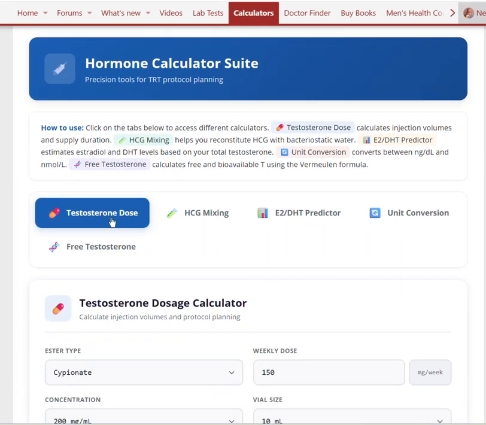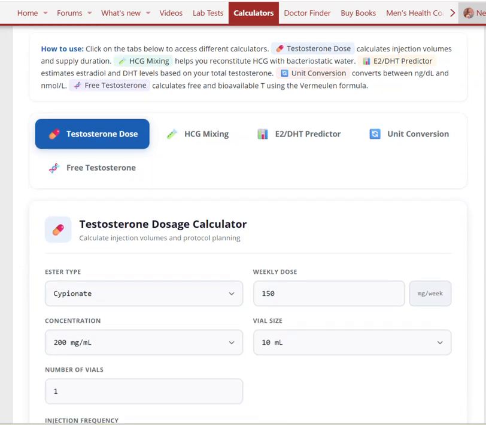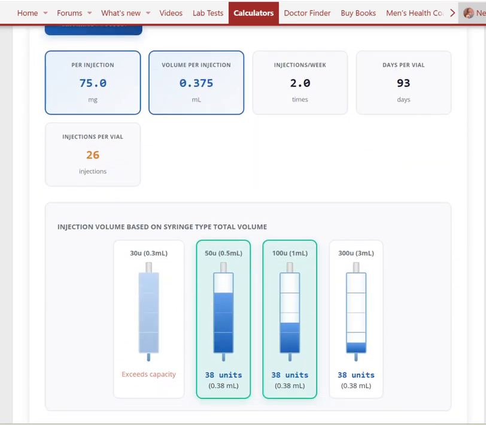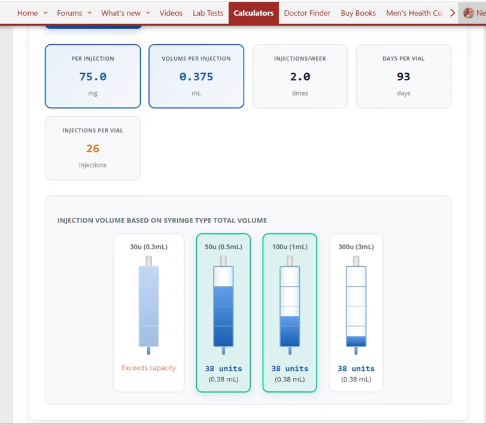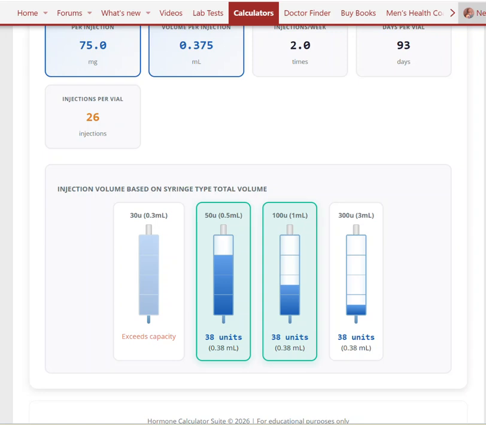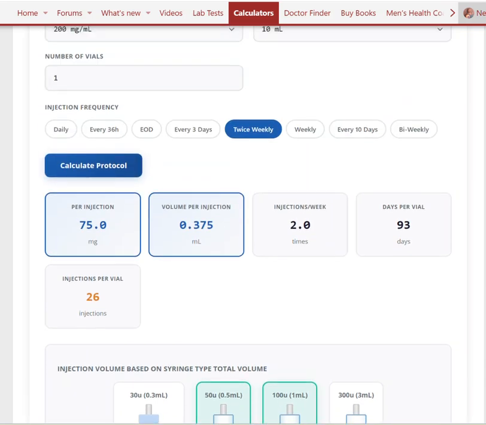So you click here on the testosterone dose one, and you basically can calculate the volume inside the syringe based on your milligrams per injection or injection frequency, etc. So these are different types of syringes: 0.3 mils, 0.5 mils, 1 mil, and 3 mils. Most of us use 1 mil insulin syringes, but some people use the bigger ones too.